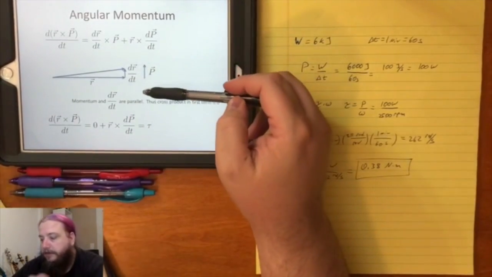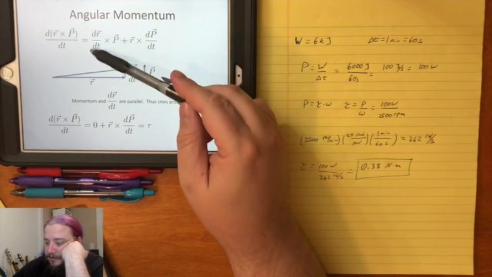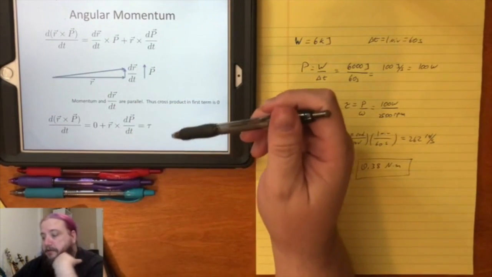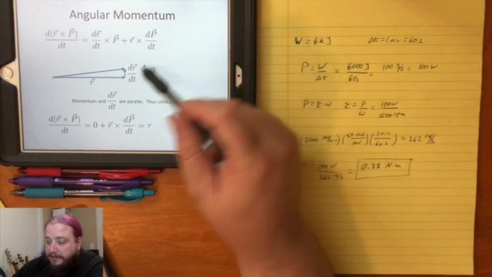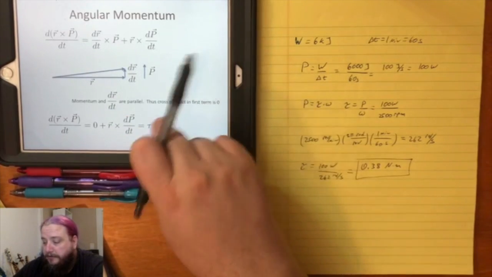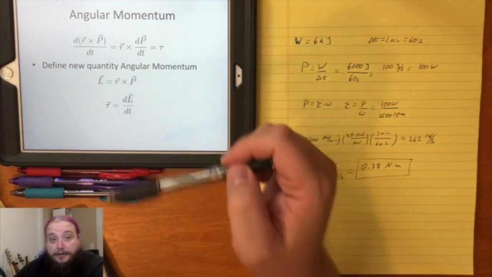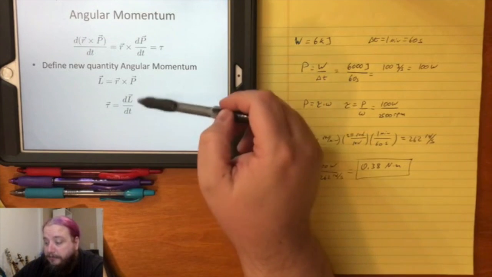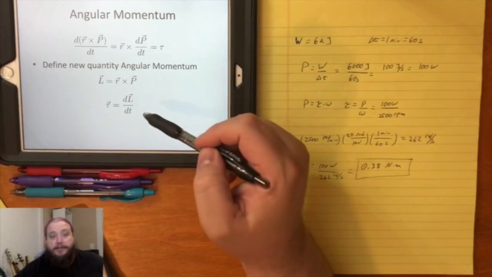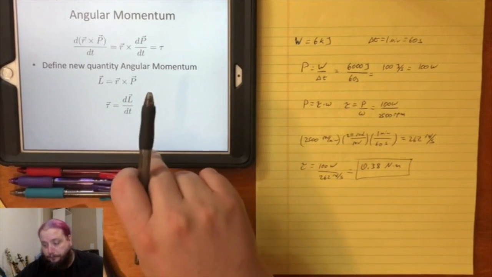So this is again just working through what I laid out: r cross dp/dt plus dr/dt cross p, that would be the time derivative of r cross p. But dr/dt and p are pointing in the same direction, and therefore the cross product of that first term is 0. And so we can call this quantity r cross p angular momentum, and then we have returned to a version of Newton's second law in terms of torque being the time rate of change of angular momentum.